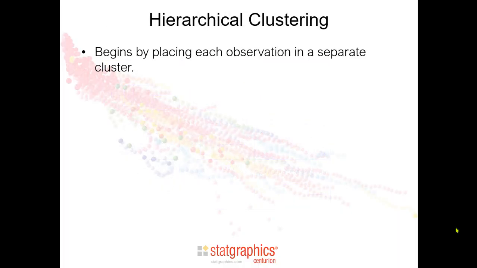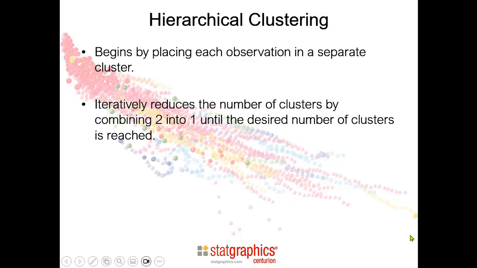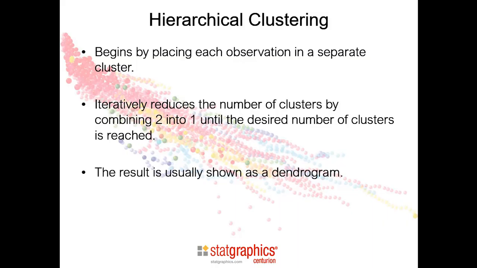I'm going to start by describing hierarchical clustering. This procedure has been available in Statgraphics for many years. When you're doing hierarchical clustering, you begin by placing each observation in a separate cluster. You then iteratively reduce the number of clusters by combining 2 clusters into one until the desired number of clusters is reached. The result of this type of clustering is usually shown as a dendrogram.